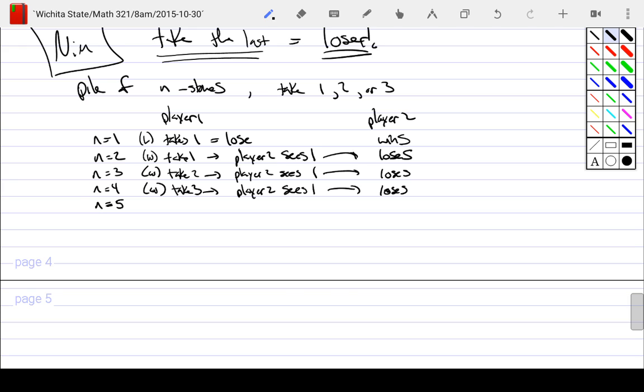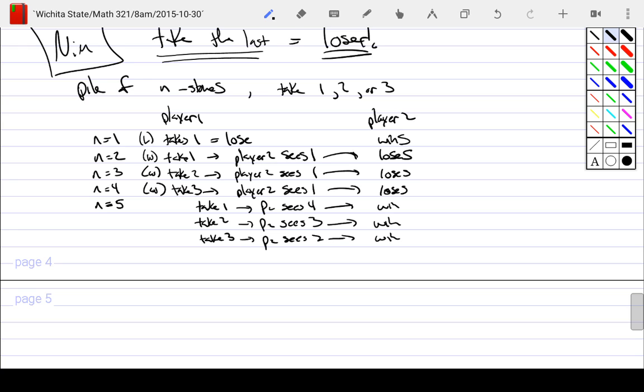But I would have to write those all down, right? You would have to sit there and say, okay, I could take 1, I could take 2, I could take 3, and then P2 sees 4, which means win. P2 sees 3, which means win. P2 sees 2, which means win. But these are all the same object, so what does that mean? It's a loss.